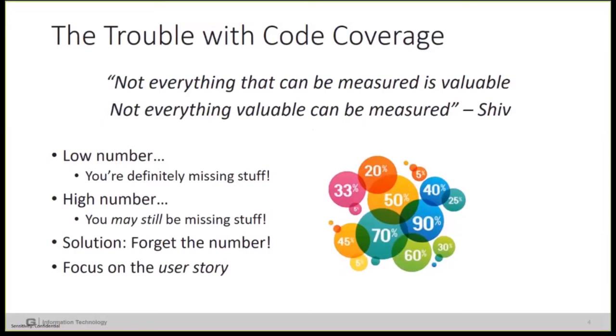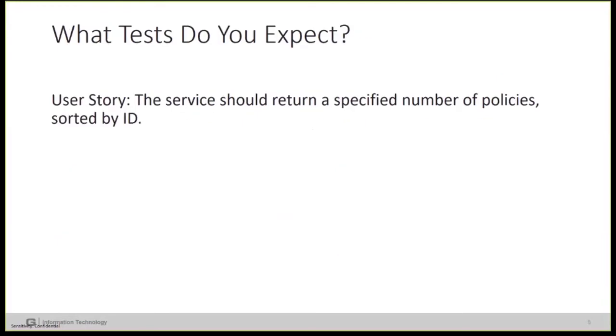So forget the number. Focus on the user story, okay? I want you to think not in terms of code coverage, but in terms of user story scenarios. All right, so what tests do you expect? Here's the user story. The service should return a specified number of policies sorted by ID. So tell me, what kinds of unit tests would you expect for a user story like this? Does it return a list? Is it sorted? Okay, good. Account. Okay, good.